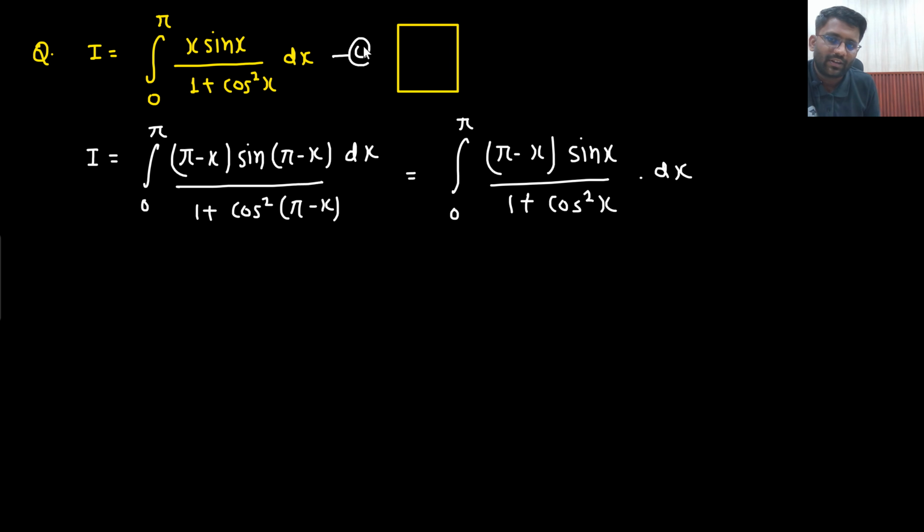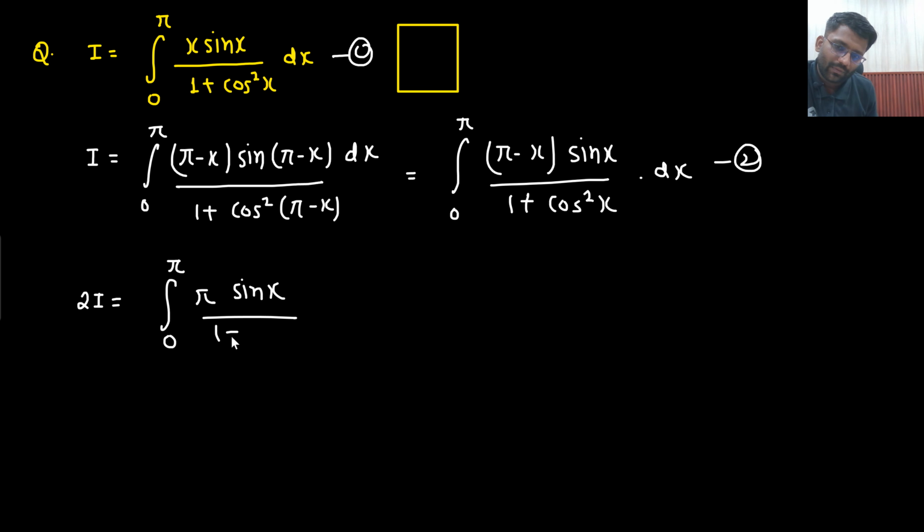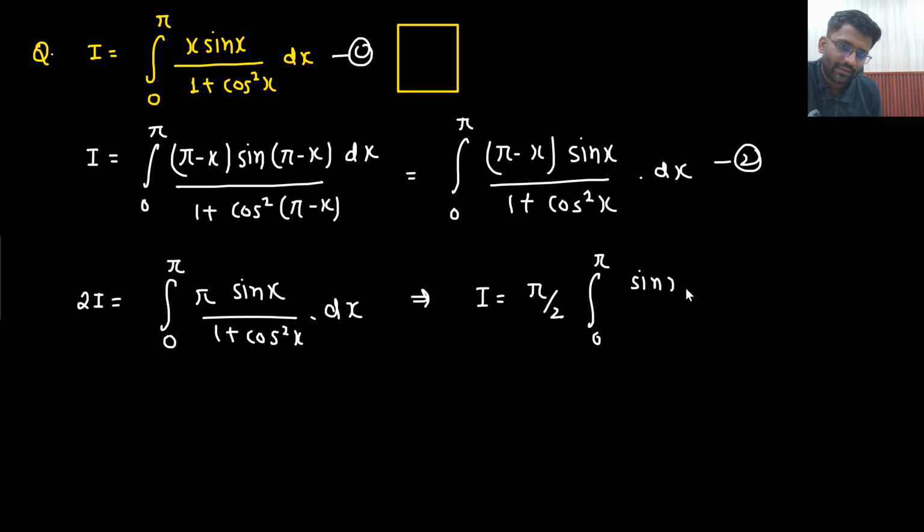So if you add this equation 1 and this equation 2, then I plus I will become 2i from 0 to pi. Then sin x divided by 1 plus cos square x, that will come common. Pi minus x plus x will become pi only. Divided by sin x into 1 plus cos square x dot dx. So from here, I will come out to be pi by 2, 0 to pi, sin x divided by 1 plus cos square x dot dx. Right?